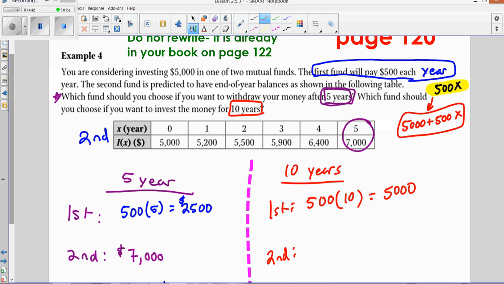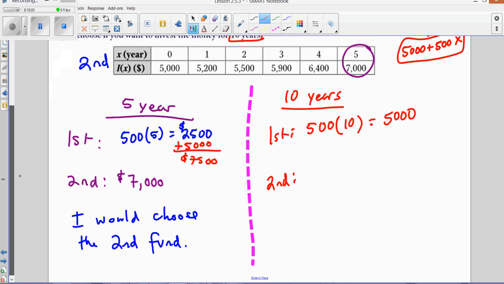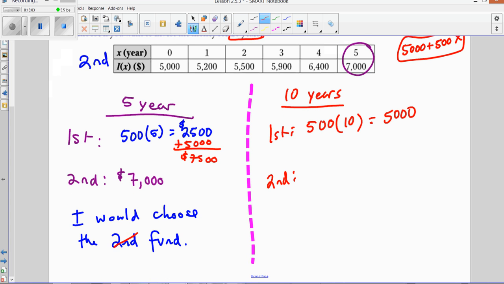So in here, what I really have to do is add an additional $5,000 to my fund. So I'm going to add $5,000, and oh my goodness, that changes the entire thing here, because now I'm not going to want the second fund, I want the first fund, because that has an additional $500 in there. So my bad on that one.